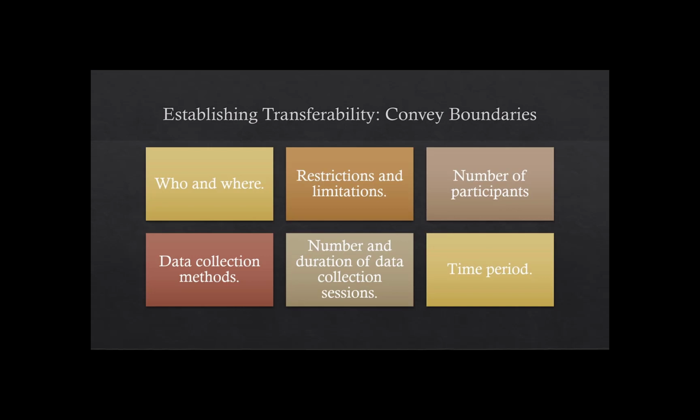Clearly conveying boundaries is one of the best ways to establish transferability. Being forthcoming about the who and the where of the study, the restrictions and limitations, and discussing these things at length. Being forthcoming about the number of participants, the data collection methods, and the number and duration of data collection sessions, as well as the time period that the study took place in.